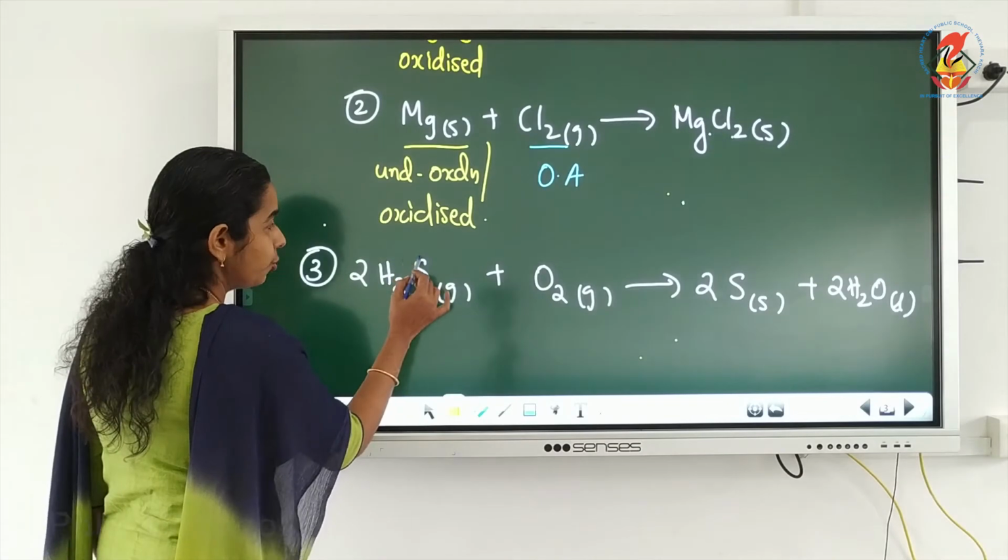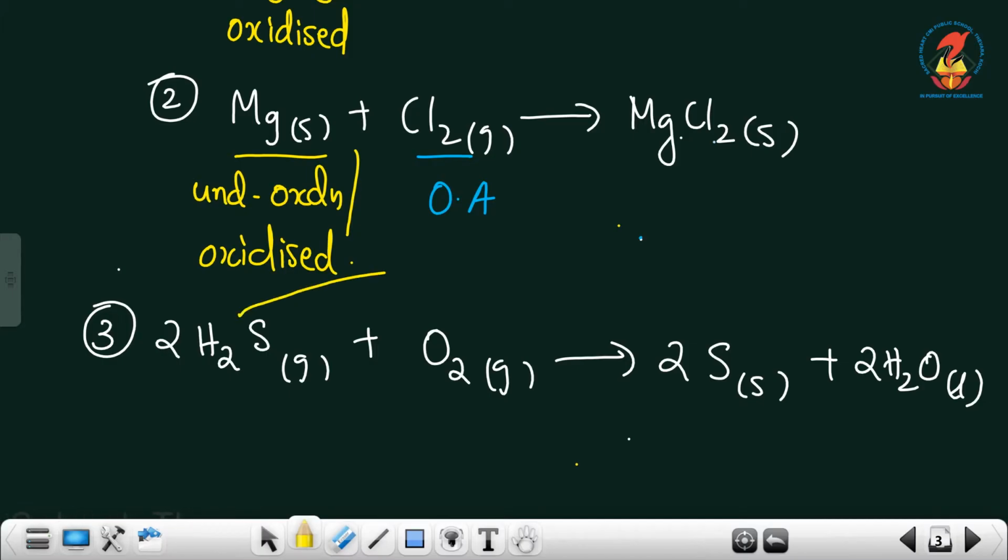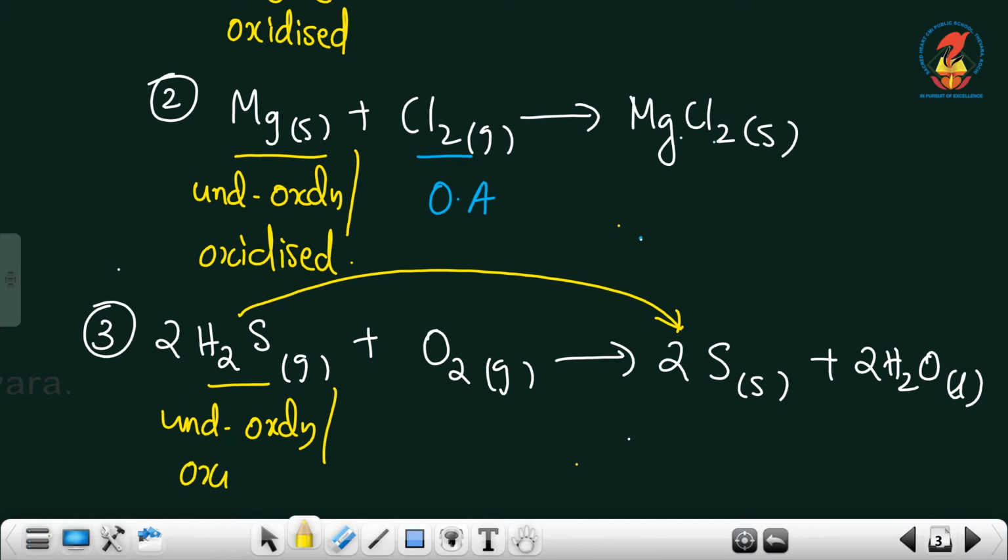See here H2S is converting to sulfur. H2S is converting to sulfur means actually what? In H2S there is removal of hydrogen. Removal of hydrogen, or of any electropositive element, can be considered as oxidation, isn't it? So here in H2S there is removal of hydrogen to form sulfur. So what can we say about H2S? It is undergoing oxidation by losing hydrogen, or we can say it is getting oxidized.